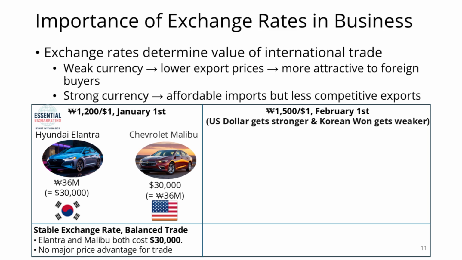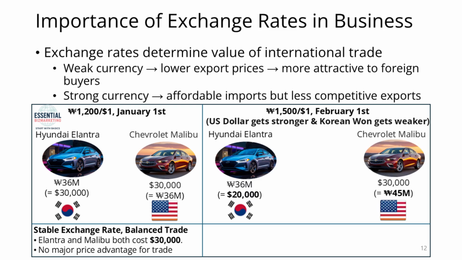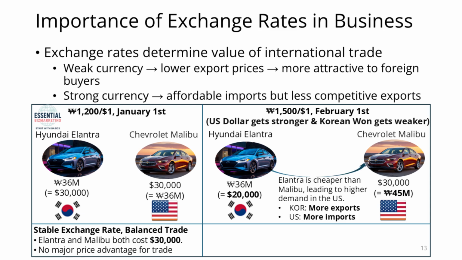As the Korean won weakens to 1,501 per $1, the dollar gains strength. The Elantra and Malibu still cost the same in local markets, so trade remains balanced, for now. Now the price gap starts to emerge. The Elantra stays at 36 million won, now worth only $20,000 due to the weaker won. Meanwhile, the Malibu still costs $30,000, which equals 45 million won, making the US car more expensive in Korea and boosting Korean export appeal. Now we see the real impact on trade flow.